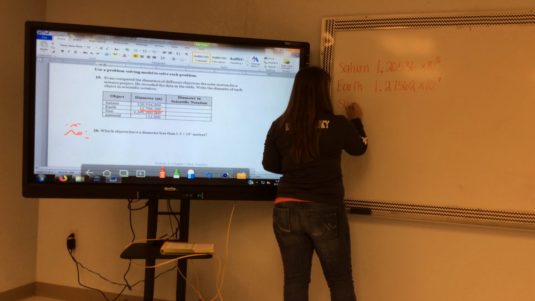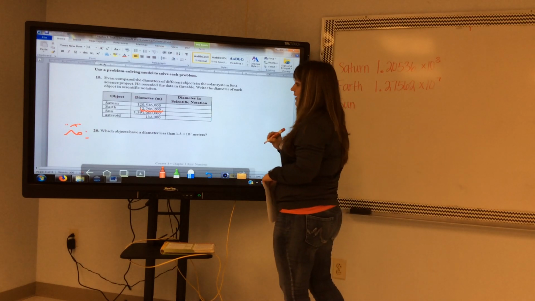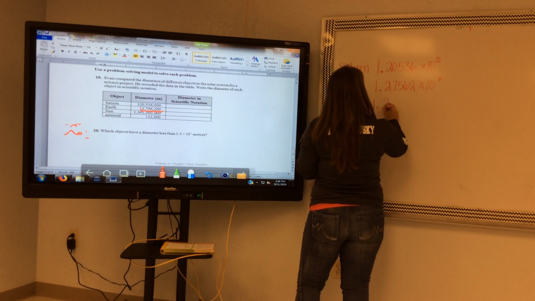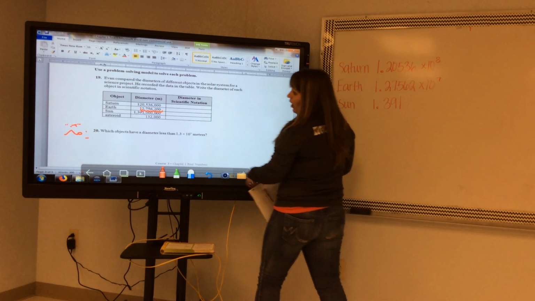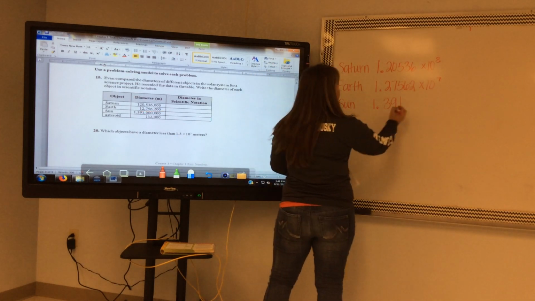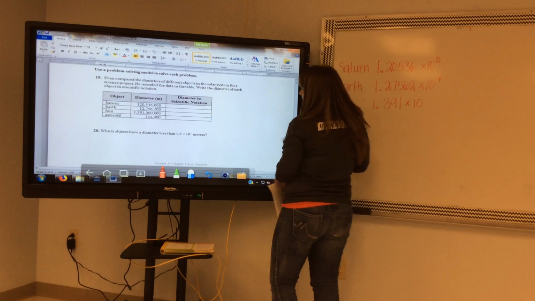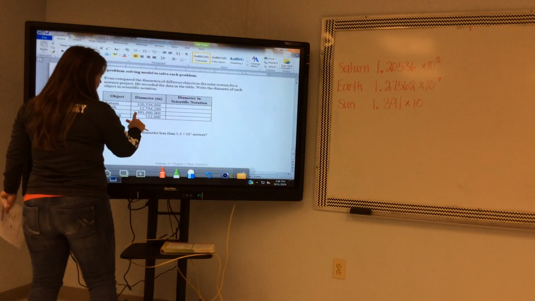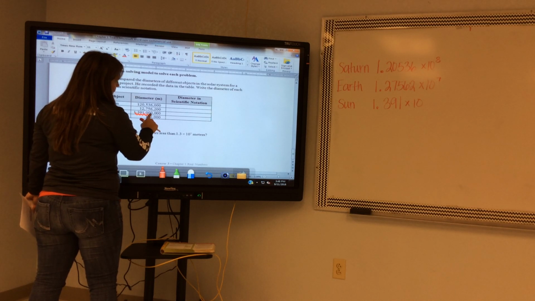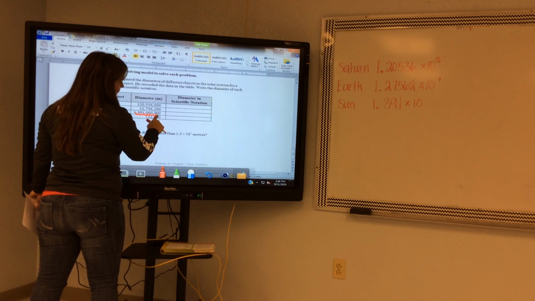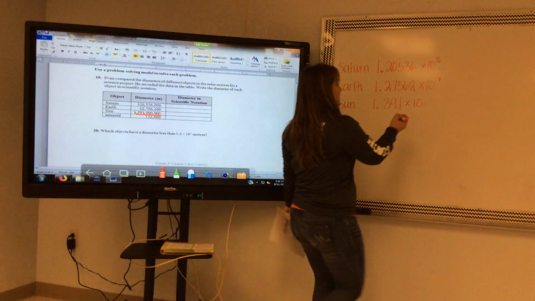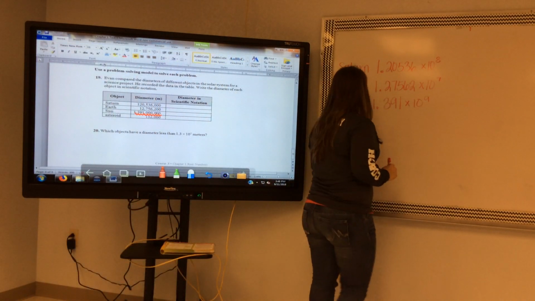The sun, its first significant digit is a 1, and then it should be decimal 391. All those zeros at the end are insignificant since they would come after a decimal. I multiply it by 10, and then when I move that decimal place, I'm moving it 1, 2, 3, 4, 5, 6, 7, 8, 9 places to get it back where it belongs. So it's times 10 to the 9th power.